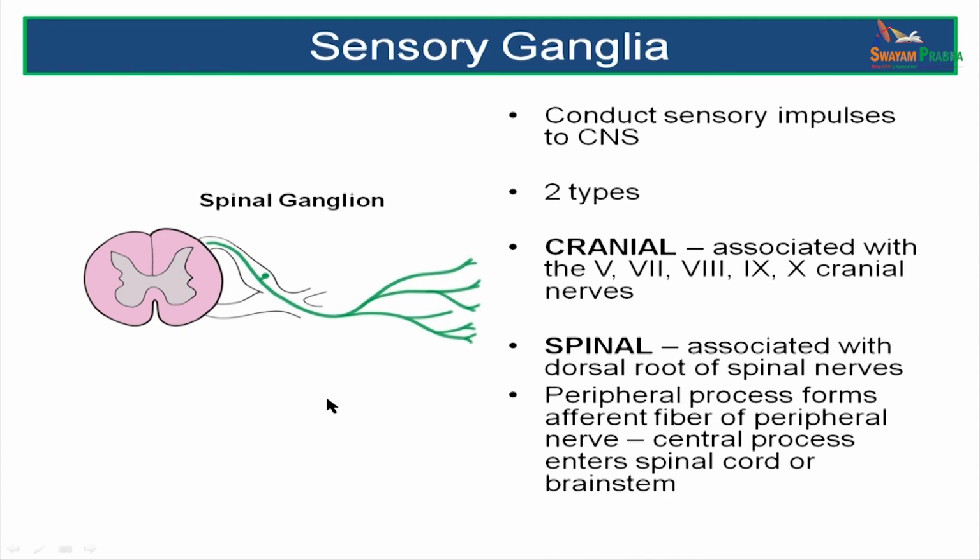Let us look at a sensory ganglion. An example of a sensory ganglion is the spinal ganglion. This lies in the dorsal root of the spinal cord, and a spinal ganglion has peripheral processes which relay here, and then the axon takes the messages up into the central nervous system.